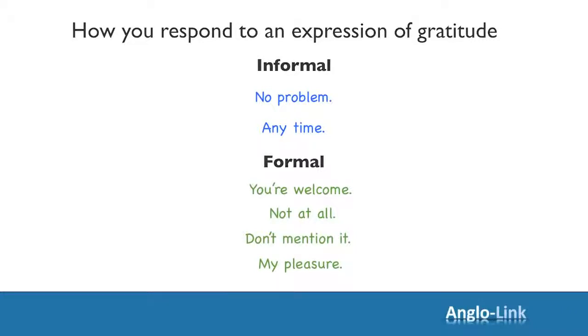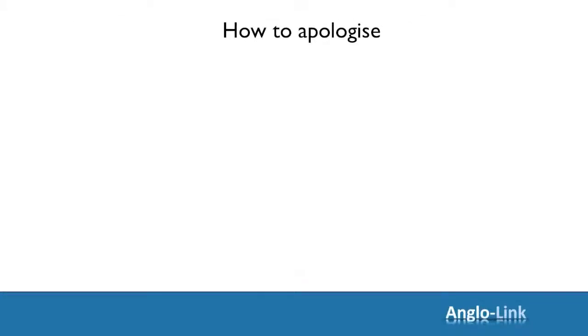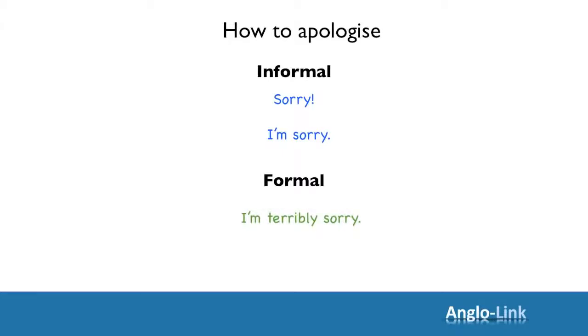Right then, let's have a look at how we apologize in English. In an informal situation, nice, short, easy expression, sorry, or I'm sorry. In a formal situation, make it a bit longer. I'm terribly sorry. Or use the verb to apologize. I apologize. Or I do apologize.